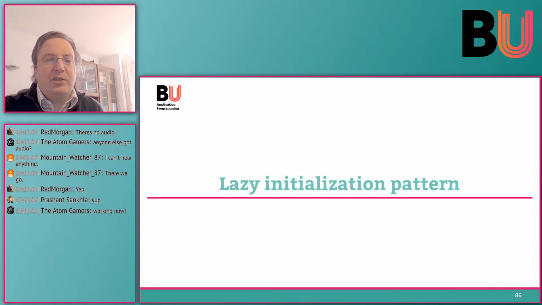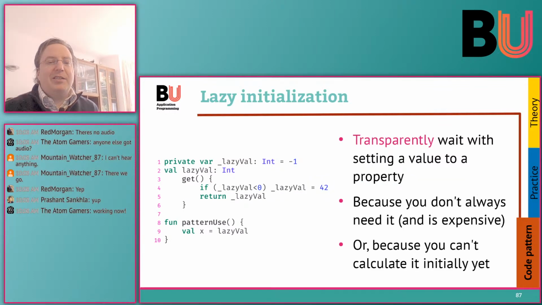Lazy initialization. In some cases, it is a good optimization not to determine the value of a property immediately, but only when you're first using it. In other cases, it is actually necessary to do so. For example, you could have used lazy initialization in your assignment when you have lines and boxes.